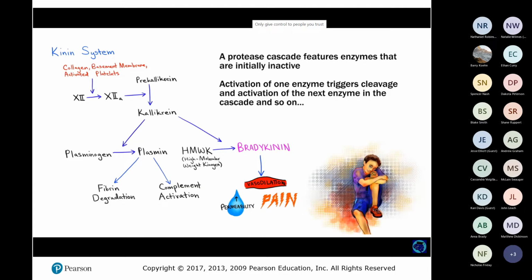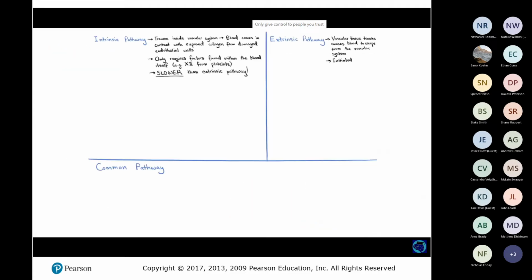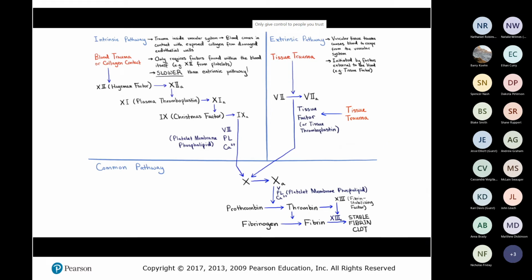Pain is an important part of the inflammatory response because it makes you aware of the problem and causes you to immobilize that part of your body, helping prevent the spread of infection. The coagulation system is another protease cascade whose activation leads to formation of a fibrin clot. This prevents blood loss in the case of blood vessel damage and physically blocks the spread of pathogens in the case of infection.